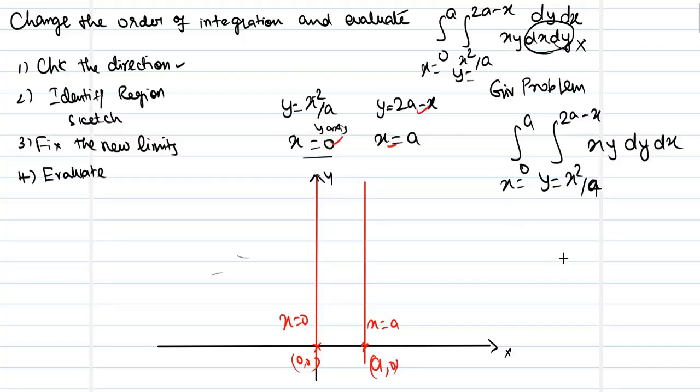Now coming to the third one, we have this to be equal to y equal to 2a minus x. So x plus y equal to 2a. How to plot this line? Give x as 0, y will be 2a. So 0, 2a is 1 point. Give y as 0, x will be 2a. So 2a, 0 is the other point. So the straight line x plus y equal to 2a passes through the point 0, 2a and 2a, 0.